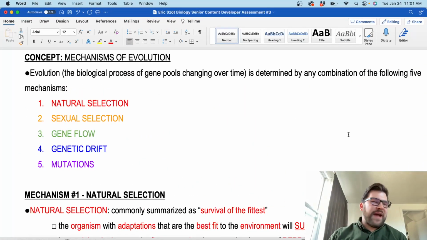Hello, everyone. Welcome back. We're going to be getting into our next concept today of the mechanisms of evolution. In this first lesson, we're going to be going over a basic introduction to evolution, the 5 mechanisms, and we'll really be covering the first mechanism, which is natural selection.